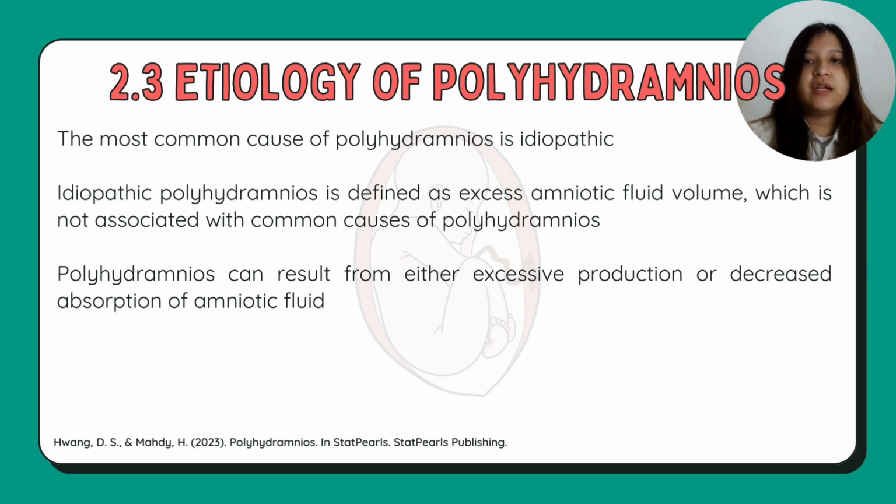Excessive production or decreased uptake of amniotic fluid can cause polyhydramnios. Excessive production may result from increased urination by the fetus or increased transudation of fluid from exposed fetal surfaces, while decreased uptake may occur from decreased swallowing of amniotic fluid by the fetus.